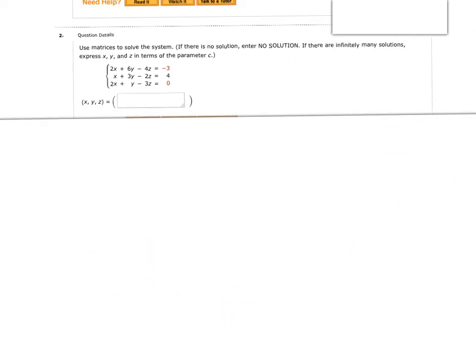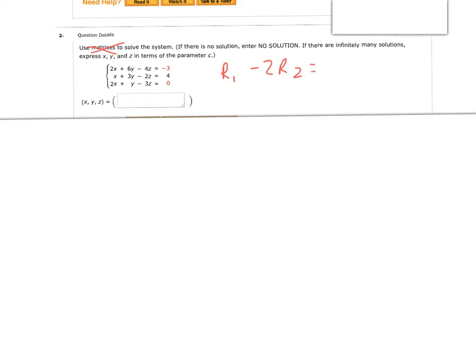All right, next up here, it says use matrices to solve the system. Actually, you don't need to use matrices. Just solve the system. So let's go ahead and just solve this the same way we did the last time. This one, though, I'm actually going to eliminate the x's. They look like the easiest one to eliminate. It does not really matter, but I see that if I do row 1 minus 2 times row 2, that's going to eliminate the x's here.